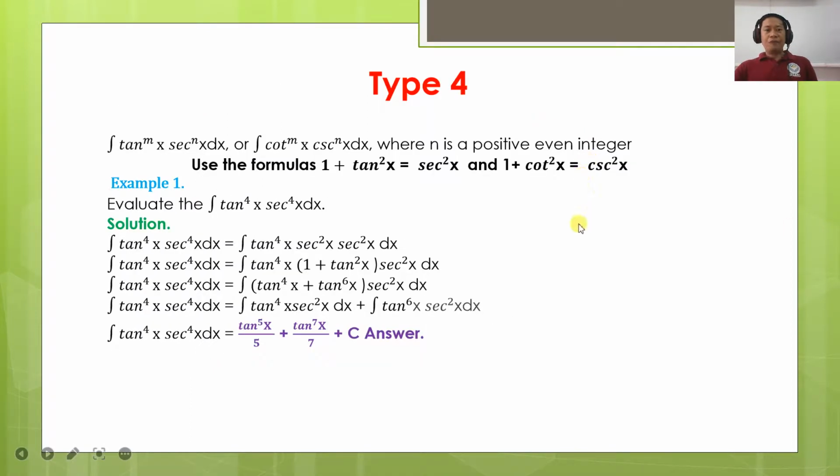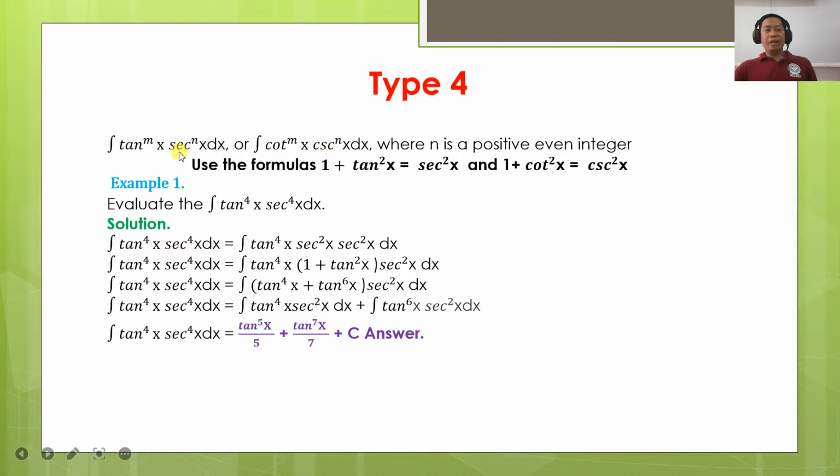Okay. Sa type 4, ang involved naman ay tangent x to the m power times secant x to the n power dx, or pwede rin po na cotangent x to the m power times cosecant x to the n power dx, where n is a positive even integer. So, dito po class, merong right combination, no? Kumbaga, may right partners na tinatawag. Kapag ka-tangent, dapat ang ipapartner mo secant, okay? Kapag ka-cotangent, ang ipapartner mo ay cosecant.